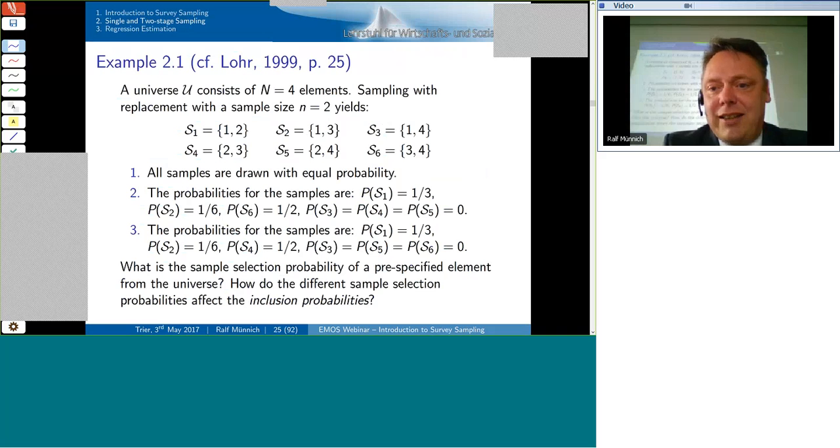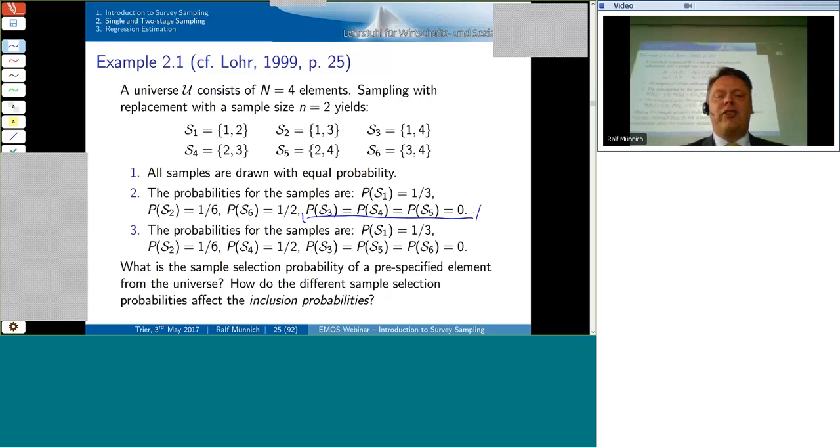S1 until S6. All samples, and now we have 3 different possibilities. The first one is that all samples are drawn with equal probability. That's the very straightforward case, so we have 6 different samples. Every sample has the probability 1 over 6. The second one means that some of the probabilities are 0, for the samples 3, 4, and 5, and then you see different probabilities here. Strange to have very different probabilities for different kinds of samples, but that can happen in practice.